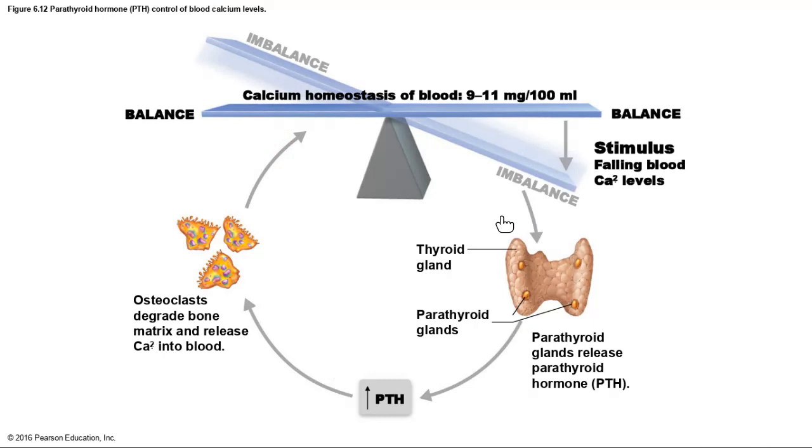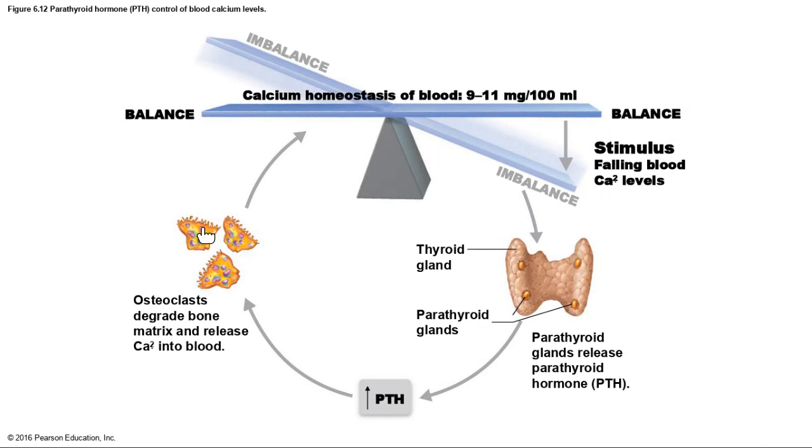Here's just another way of looking at it. It's a more basic way of looking at PTH and its effect on blood calcium. So here's your thyroid gland, and remember, behind your thyroid gland, you have these 4 little tiny glands. These are your parathyroid glands. When we have low blood calcium, PTH is going to be released from these parathyroid glands.